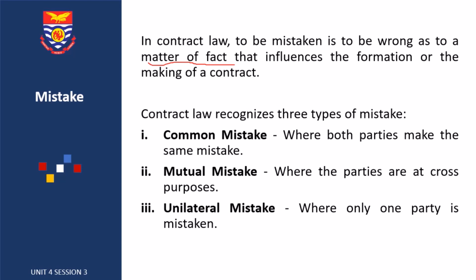Contract law recognizes 3 types of mistakes. We have the common mistake, where both parties make the same mistake. We also have mutual mistake, where the parties are at cross purposes. And the last one is the unilateral mistake, where only one party is mistaken, but the other party is not making a mistake.